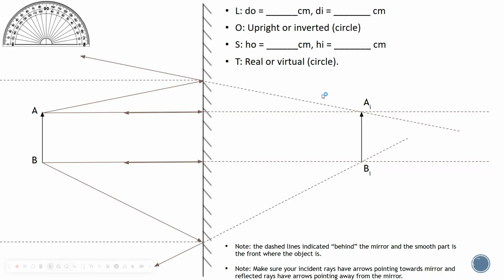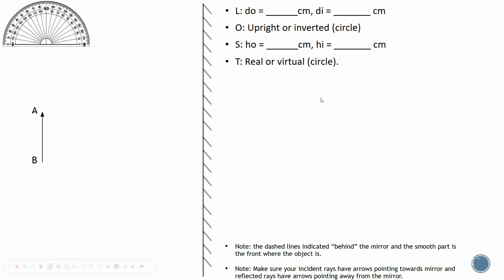And then we can look at the type. So notice that the image is made by traceback rays behind the mirror. So we would call this a virtual image. So we'll recap that one more time to make sure you understand all the steps, and then you'll try some on your own.